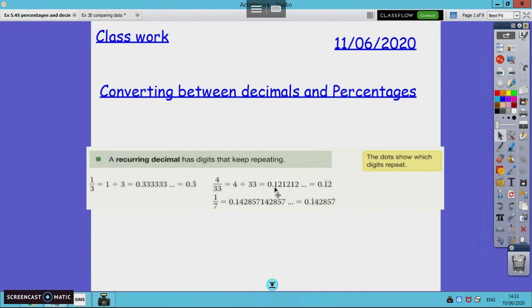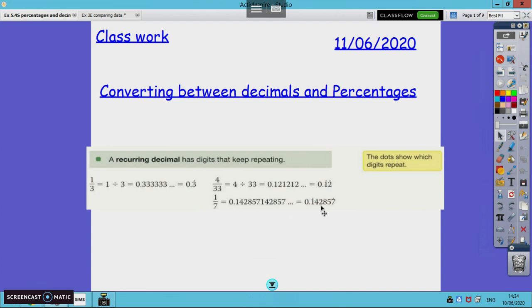Okay, another example here, 4 divided by 33, so 4/33, is 0.121212 forever and ever and ever. And because both of those digits, 1 and 2, repeat, you have to have a dot on both of them. Now here's another example here, 1/7 is 0.142857142857. So you'll see that the digits from 1 to 7 repeat over and over and over again, forever.